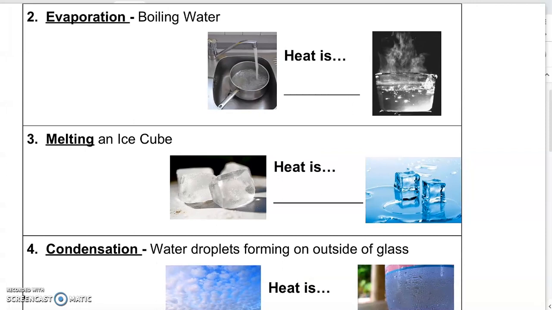All right, students. Next one. For evaporation. Here's an example, boiling water. We have some water in a pan. We then see the water is boiling and evaporating into the air. Does that mean heat is being added or taken away? Write your answer in there. Do the same thing for melting and condensation. Press pause and do your work.